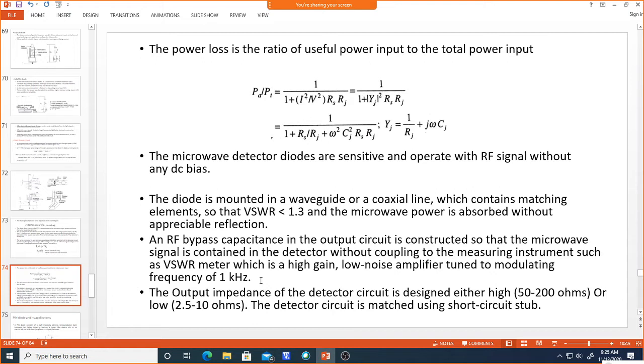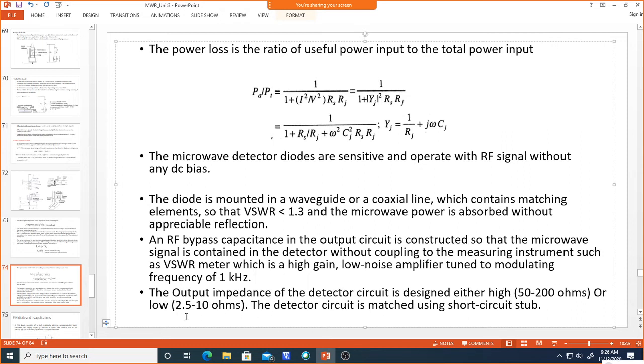This VSWR meter is a high gain meter and also a low noise amplifier, tuned to a modulating frequency of 1 kilohertz. Generally, at the microwave side, that is the RF source side, this modulating frequency will be 1 kilohertz. If you take the example of the reflex klystron, the amplitude modulation we used to send the microwave signal used a modulating signal of 1 kilohertz at the RF source. In the same way, the VSWR meter is designed to operate at a modulating signal frequency of 1 kilohertz. Then the output impedance of the detector circuit is designed to be either high or low.